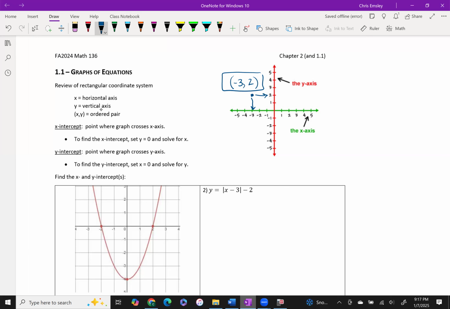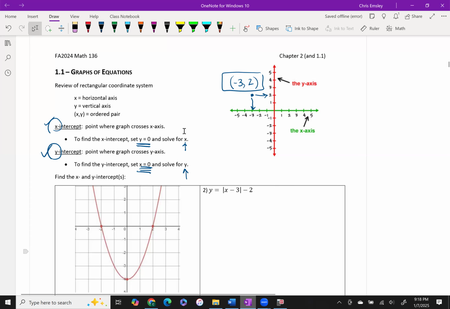Definition: an x-intercept is where our graph crosses the x-axis. To find the x-intercept, you are going to set y equals 0 and solve for x. The y-intercept, on the other hand, is the point where the graph crosses the y-axis. To find that point, you're going to set x equal to 0 and solve for y. So whichever intercept you're looking for, you're setting the opposite variable to 0.